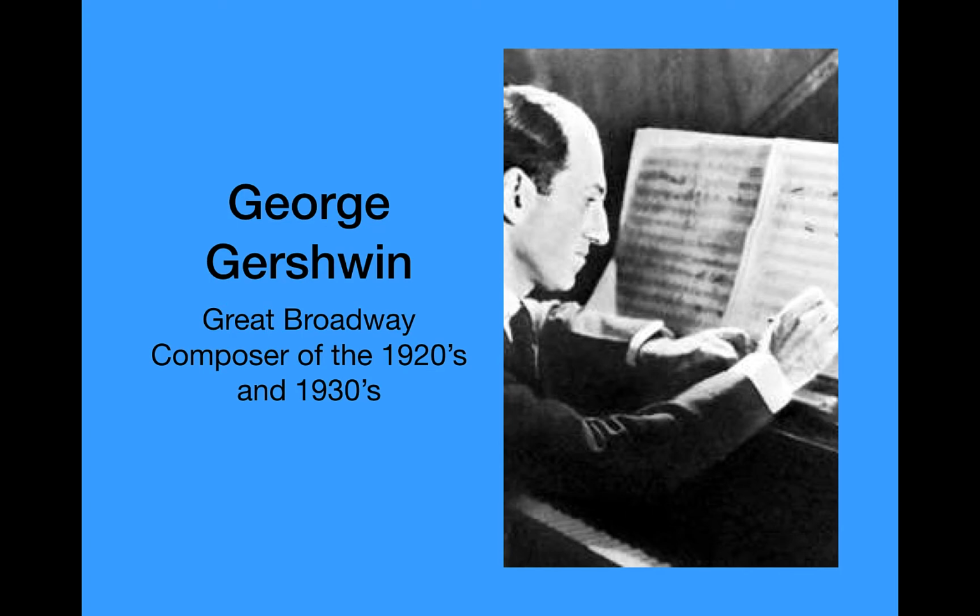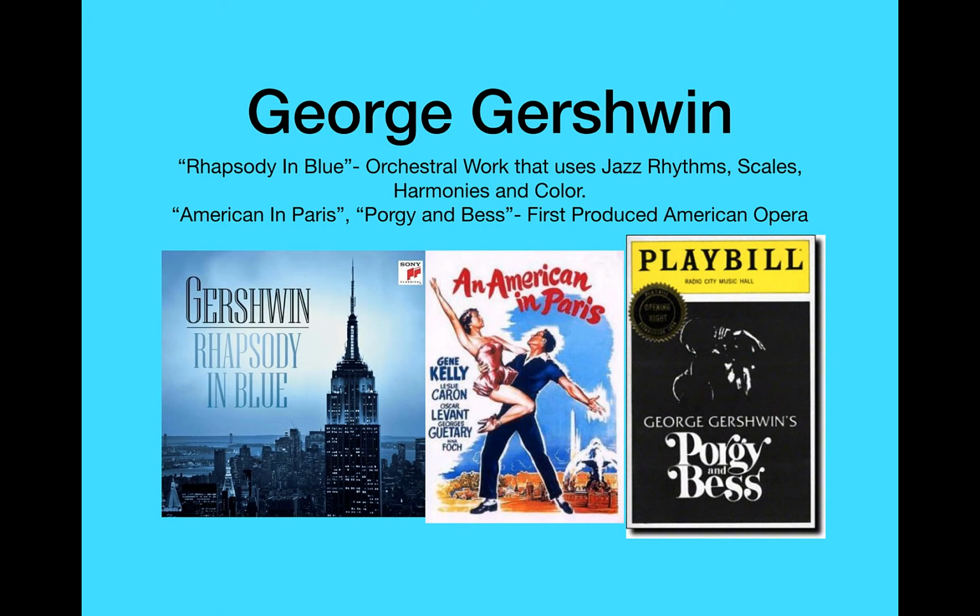You'll read about George Gershwin. He will be in your listening and review assignments. He was a Broadway composer of the 20s and 30s, but he also wanted to branch out and work in the classical realm. He could have just been a great Broadway composer who would have been really, really famous. But he went on to write Rhapsody in Blue, which is a great American orchestral work because it sounds American. He uses jazz rhythms, jazz scales, jazz harmonies, and color.